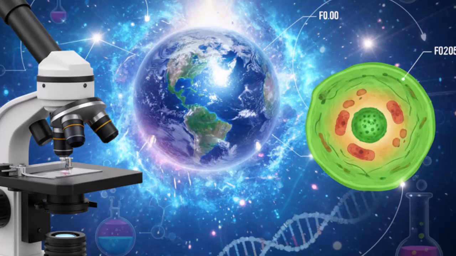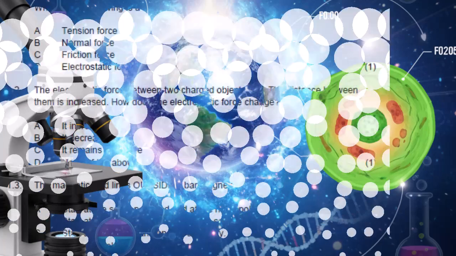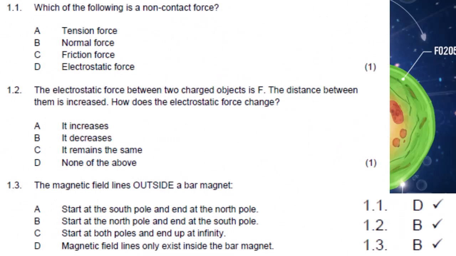First up, Q1.1 asks you to pick out a non-contact force. The options are tension, normal force, friction, and electrostatic force. Okay, this is fundamental classification, isn't it? Yeah. You've got contact forces, things that need to touch. Like pulling a rope for tension or pushing something for normal force. Or rubbing surfaces for friction. Yep. They all require physical contact. So the odd one out, the non-contact force here, has to be D, electrostatic force.